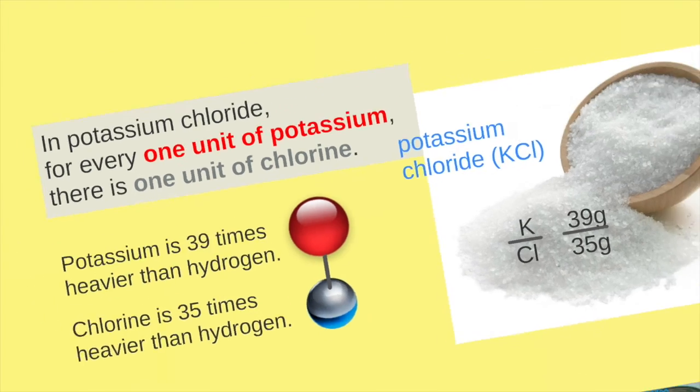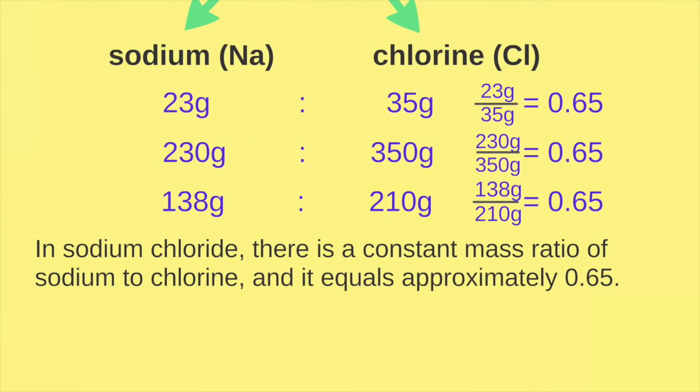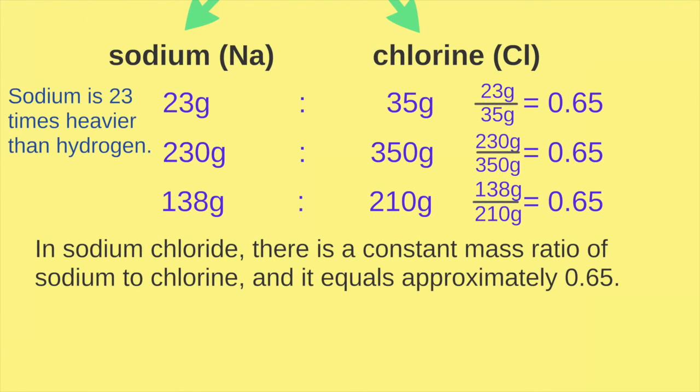Finally, let's revisit sodium chloride. Now, sodium is 23 times heavier than hydrogen, so it has a relative atomic mass of 23 grams. Therefore, a 23-gram sample of sodium is 1 mole of sodium. And we recall that 35 grams of chlorine is also a mole of chlorine. Therefore, sodium and chlorine are combining in a 1-to-1 ratio in sodium chloride.